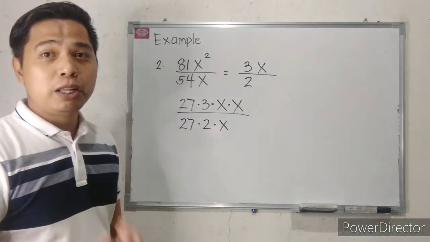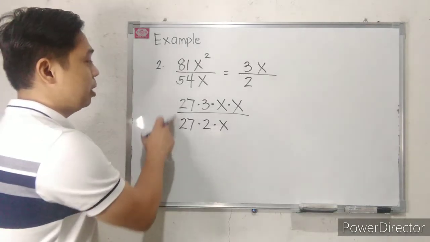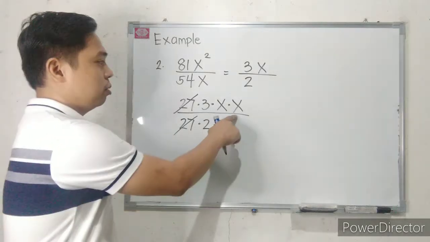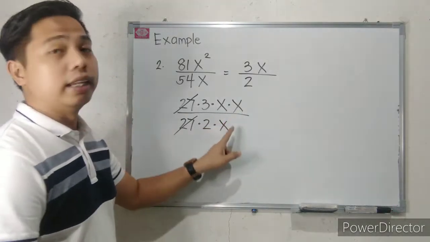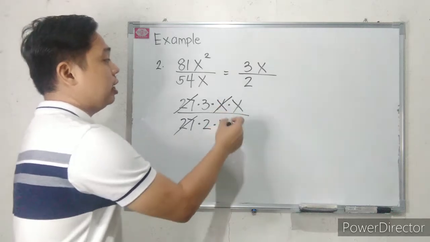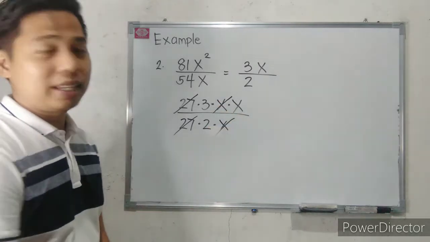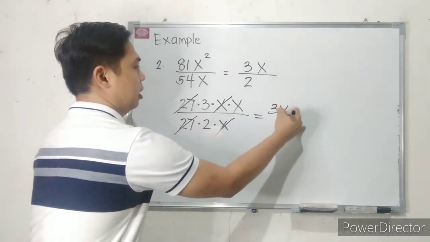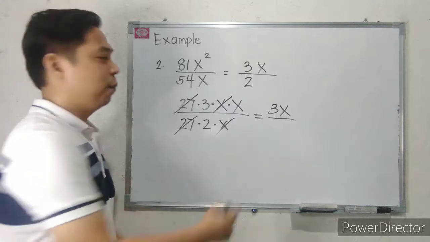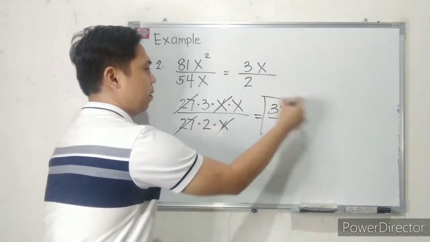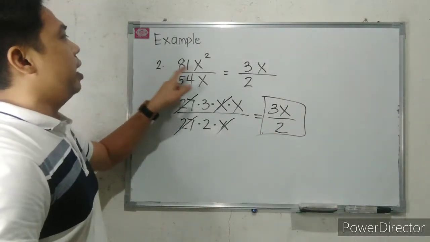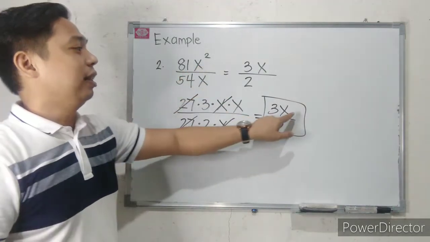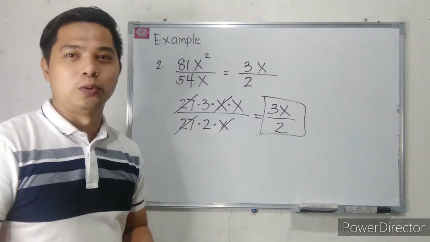Now, what are the similar terms here? We have 27 and 27. So, we cancel them, class. Next. In our variables, we have x, x, and x. So, automatically, one x is gone. What's left, class? We have 3 times x or 3x over 2. So that is why, simplifying 81x squared over 54x, we will get 3x over 2.